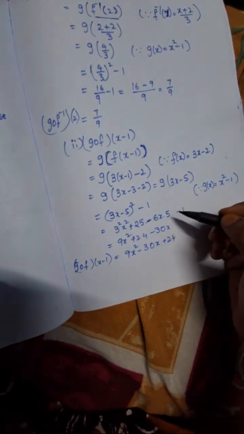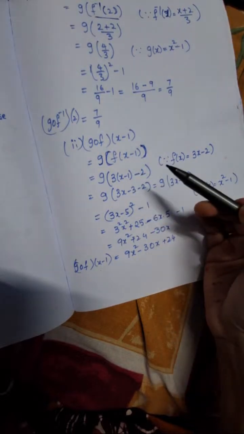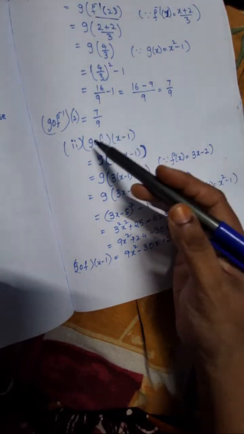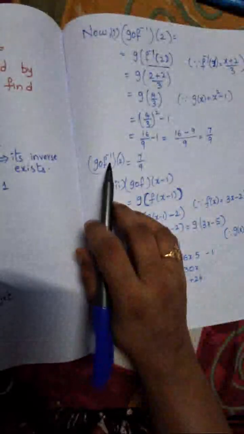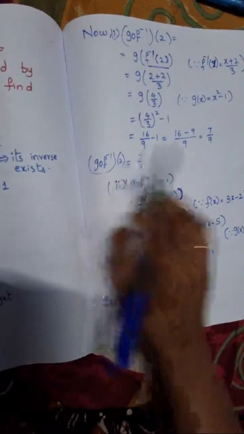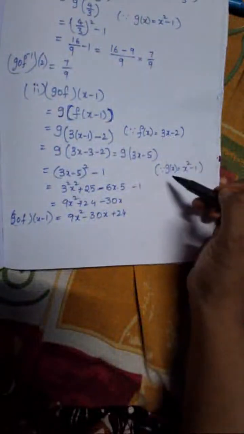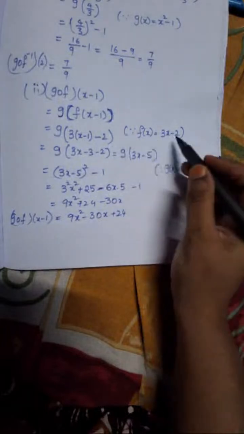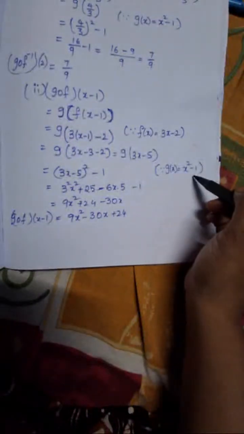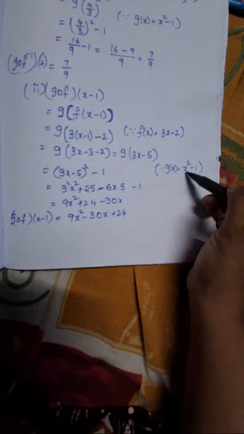So this is the way we have to find the functions if g circle f or g circle f inverse is given in the question in the exam. We have to solve like this. We have to use the given functions. In the question f of x is already given, so we convert the value into this. G of x is given, so substitute the obtained value in the x place.